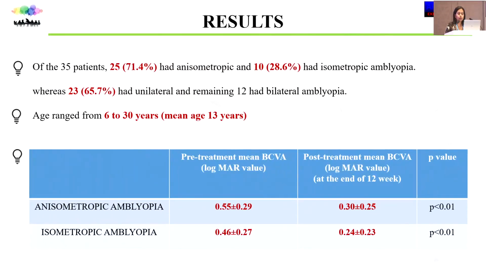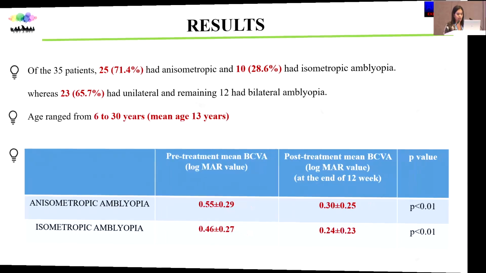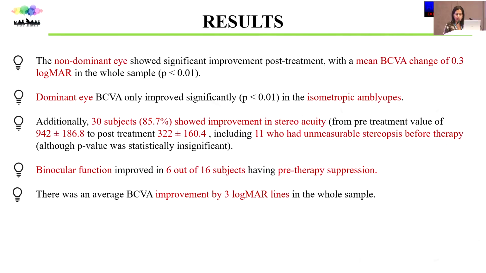So coming to our results, out of the 35 patients, we found that 71% had anisometropic, remaining had isometropic amblyopia, whereas 23 had unilateral, that is 65%. The age ranged from 6 to 30 years with a mean age of 13 years. We found significant improvement in the mean BCVA from pre-op 0.5 to post-op 0.3 logMAR scale in the anisometropic group and from 0.4 to 0.2 in the isometropic group. The non-dominant eye showed significant improvement with the mean BCVA change of 0.3 logMAR in the whole sample, whereas the dominant eye BCVA only improved significantly in the isometropic amblyopia group.